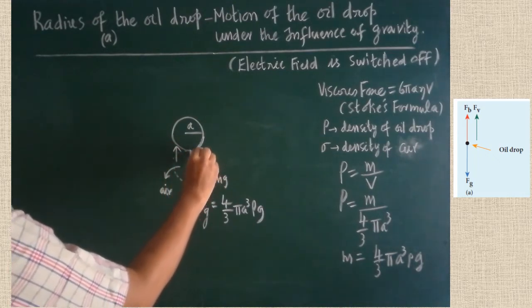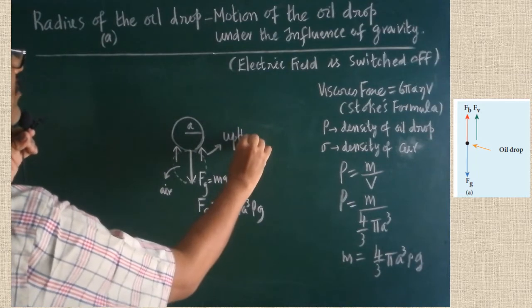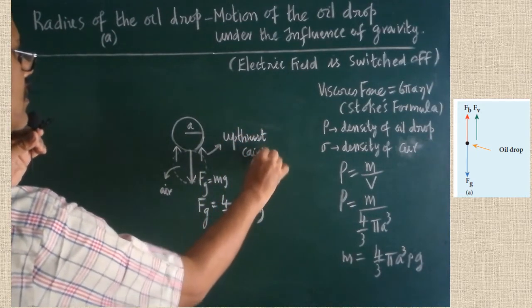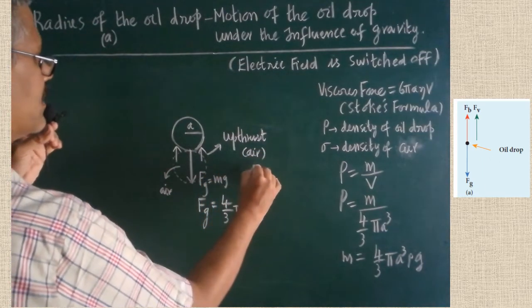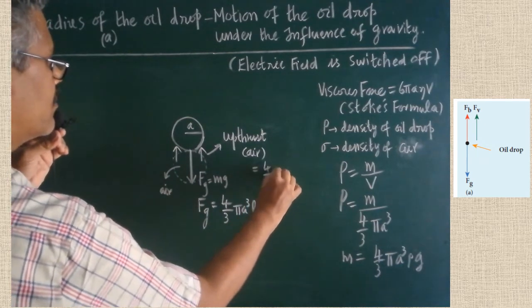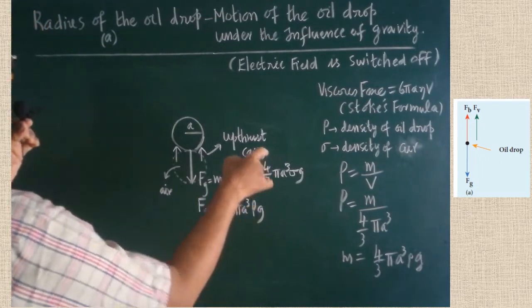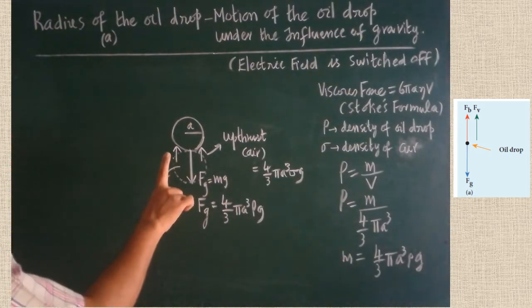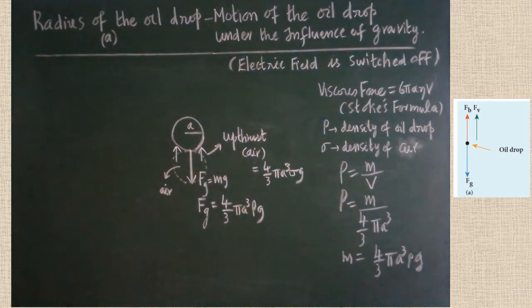This is called upthrust. This upthrust, an upward force, is acting on the oil drop due to air. Air density must be taken as sigma. The upthrust can be written as 4/3 pi a cube sigma g. So this is the expression for upthrust. Now how many forces are acting? One is gravitational force acting in the downward direction. Upthrust is acting on the oil drop due to air. Its expression is 4/3 pi a cube sigma g.